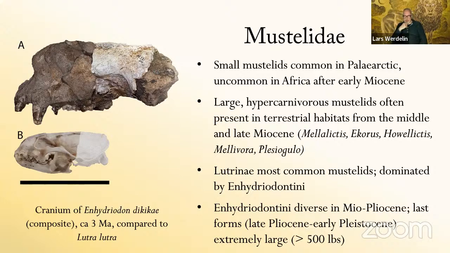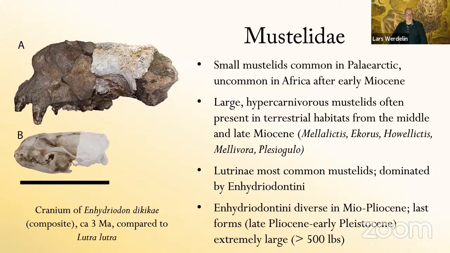However, in Africa, lutrines, otters, are the most common mustelids in the Pliocene. They're dominated by the extinct tribe Enhydriodontini, which is diverse in the late Miocene and through the Pliocene, with the last forms from the late Pliocene and early Pleistocene among the largest carnivores that ever lived. Not as large as the largest bears, but certainly in excess of 500 pounds. So the size of a very, very large male lion.